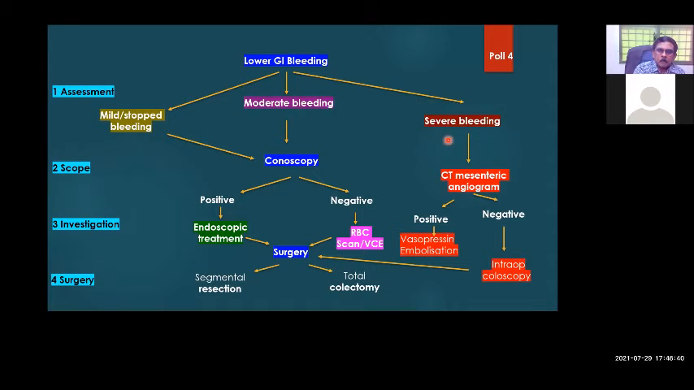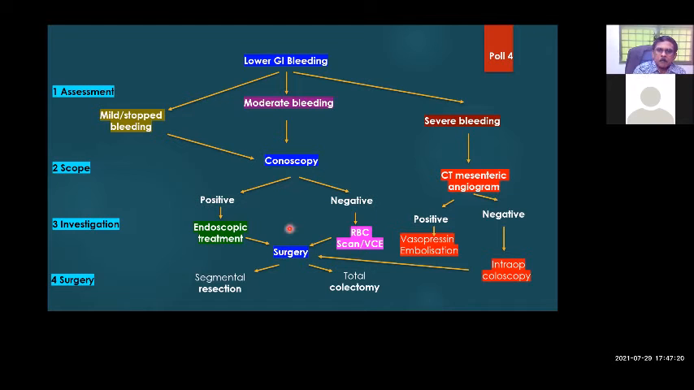Okay, first, when the patient comes in, you classify the patient into mild bleeding, moderate bleeding, and severe bleeding. In most mild cases and some moderate cases, the bleeding usually stops spontaneously. So in these patients, you can do a prepared colonoscopy as soon as possible. If there are any positive findings, then you decide on the treatment, whether endoscopic treatment or open surgical procedures. If the colonoscopy is negative, then you may do other investigations, such as a red blood cell scan, CT scan, and video capsule endoscopy, and then decide whether you need to do surgery.